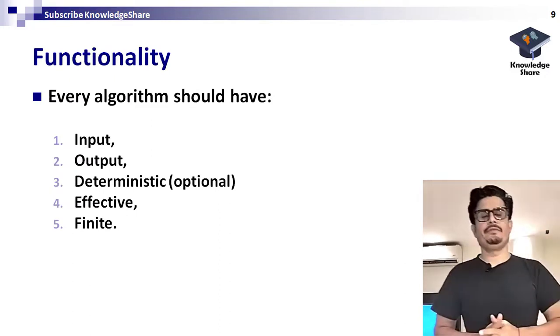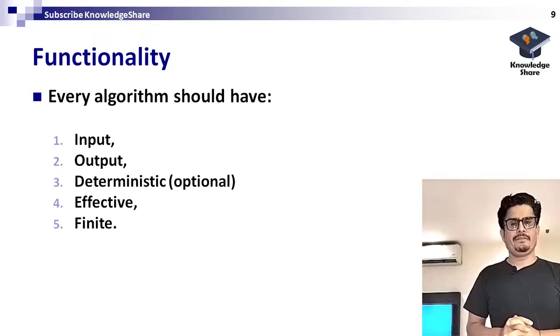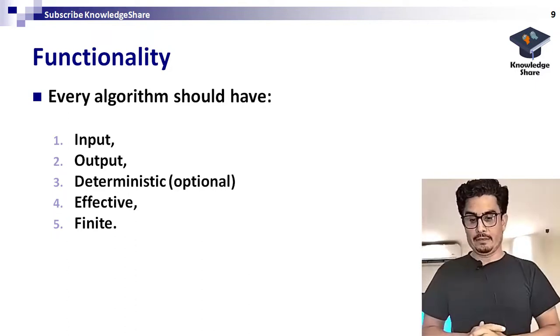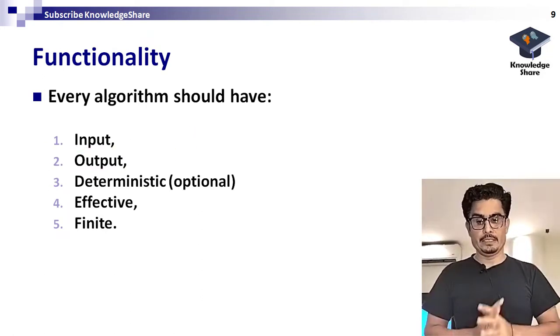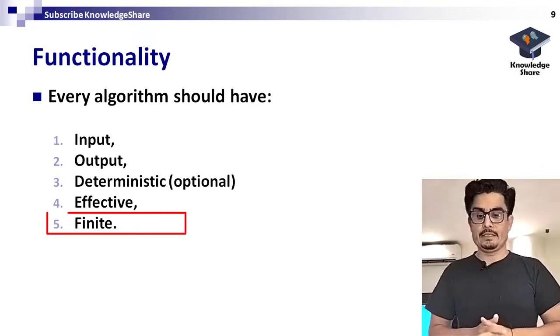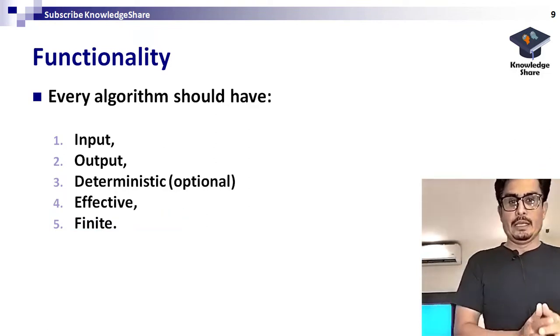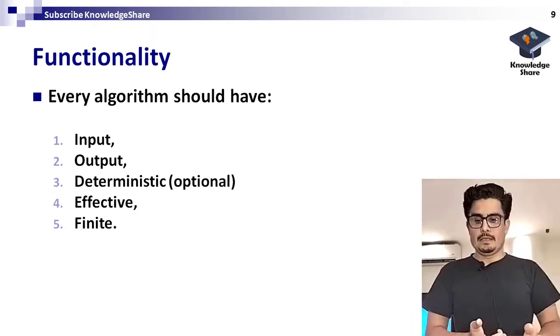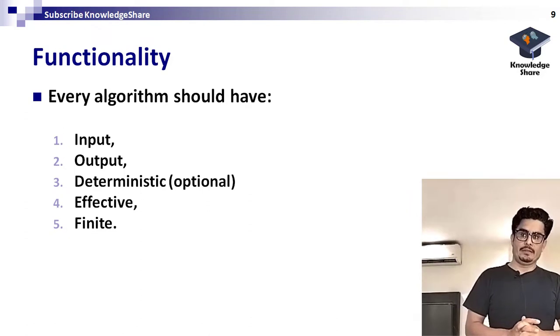Any algorithm has different functionalities. Here we have discussed the five main functionalities: input, output, deterministic, effectiveness, and finite. It should take some input from you and produce some output, and it should be deterministic, effective, and finite.